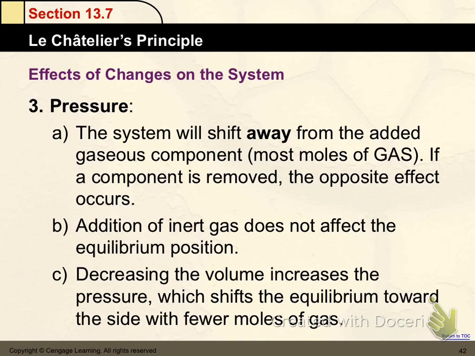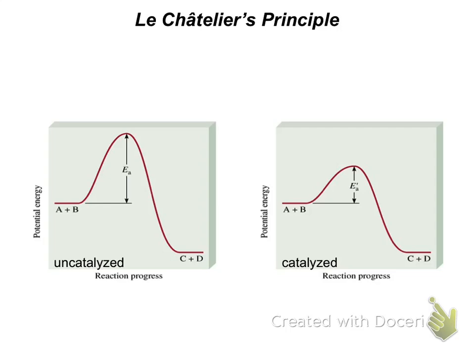Why? Because if it has fewer moles, there's less stress. If it has more moles, there's more pressure. Oh my goodness, the stress. Less moles with an increased pressure. Not as much stress. Okay? All right. What about a catalyst?